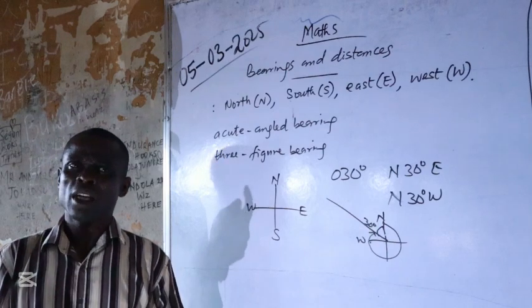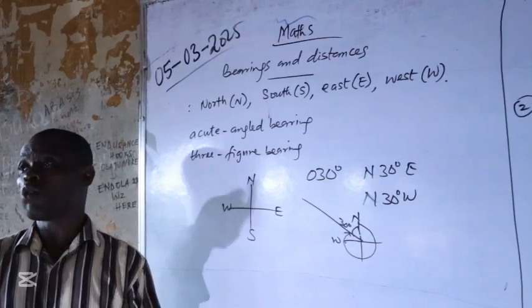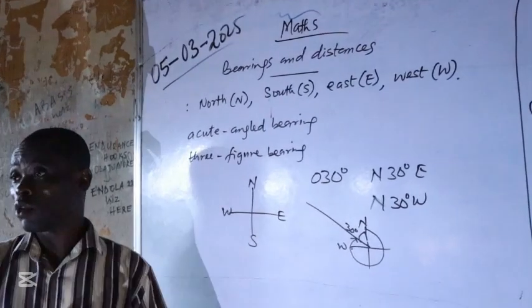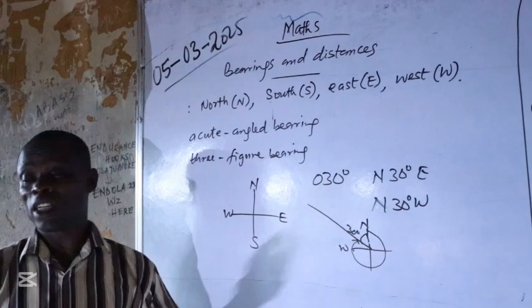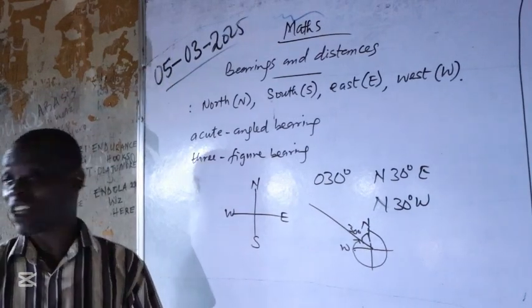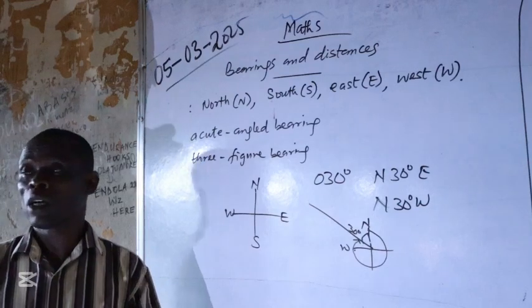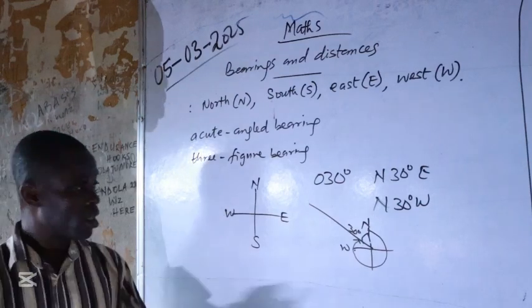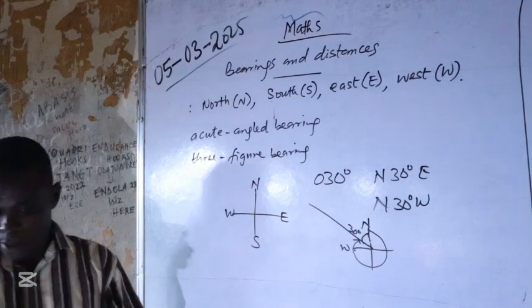Because at times, as an objective, they can ask you to find the equivalent angle to any given angle. Maybe the angle is expressed in compass bearing, then you are asked to find the equivalent angle to that. So that is how to do it.